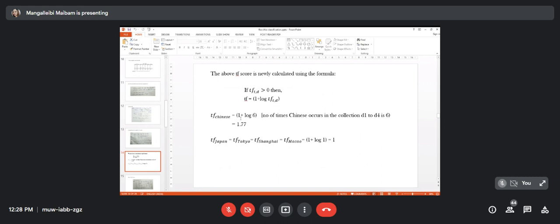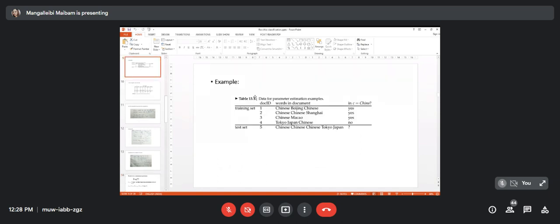So TF for Chinese is 1 plus log 6. Let us check how many times it occurs. This is term frequency, not document frequency, so we have to count the repeated terms also. Chinese occurs 2 times in document 1, again 2 times in document 2, so 4, then 1 time in D3 and 1 time in D4. So 6. Chinese how many times? 1, 2, 3, 4, 5 and 6.